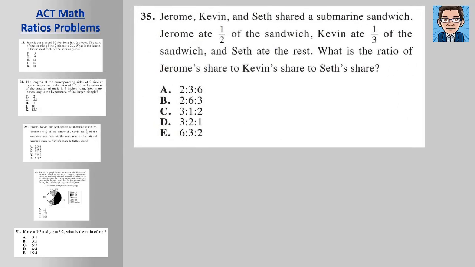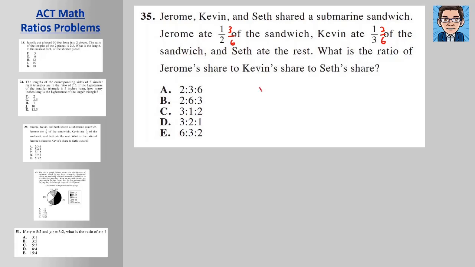All right, the third problem, we've got Jerome, Kevin, and Seth. They shared a sandwich. Jerome ate half, Kevin ate a third, and Seth ate the rest. Now, in order to compare these pieces, we want to have a common denominator here. So let's change the 1/2 to 3 out of 6, and the 1/3 to 2 out of 6. So if we're comparing parts out of 6, it's going to be a lot easier to do this.